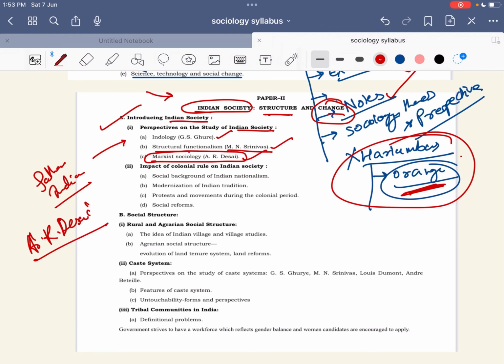अभी एक इम्पॉर्टेंट थिंग क्या है यहाँ पे, देखो इन्होंने सिलेबस में क्या मेंशन किया है, इंडोलॉजी. ओके, तो इंडोलॉजी, देन दे हैव मेंशन स्ट्रक्चरल फंक्शनलिज्म, एम एन श्रीनिवास, मार्क्सिस्ट, ए आर देसाई. तो ये लूज वर्ड है, इसमें कहीं डिफाइन नहीं किया है. तो इंडोलॉजी में जितने भी स्कॉलर है जी एस घुरे के बाद भी, वो भी हमें स्टडी करने पड़ेंगे. देन देर स्ट्रक्चरल फंक्शन में एम एन श्रीनिवास ने वर्क तो किया ही है, उसके अलावा भी किसने किया है जो ज़रा फेमस नहीं है, तो उसका भी थोड़ा स्टडी करेंगे.